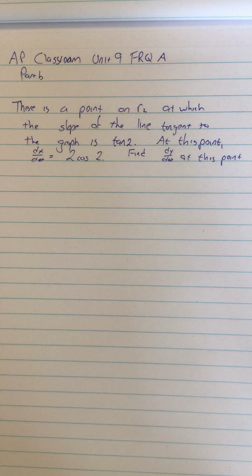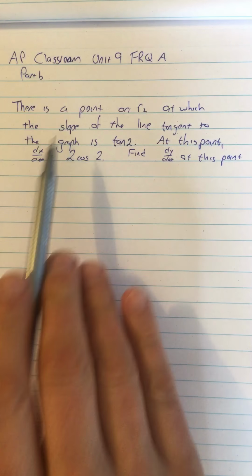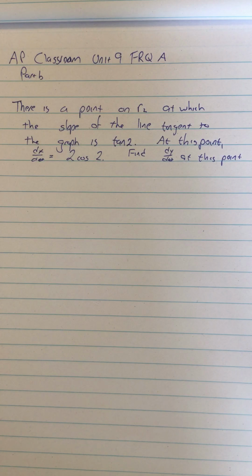So this is the AP Classroom Unit 9 Free Response Question A, Part B of the question. It's not very easy to read on this paper, so we'll just say: there is a point on R2 at which the slope of the line tangent to the graph is tangent of 2. At this point, dx d theta equals 2 cosine 2. Find dy d theta at this point.